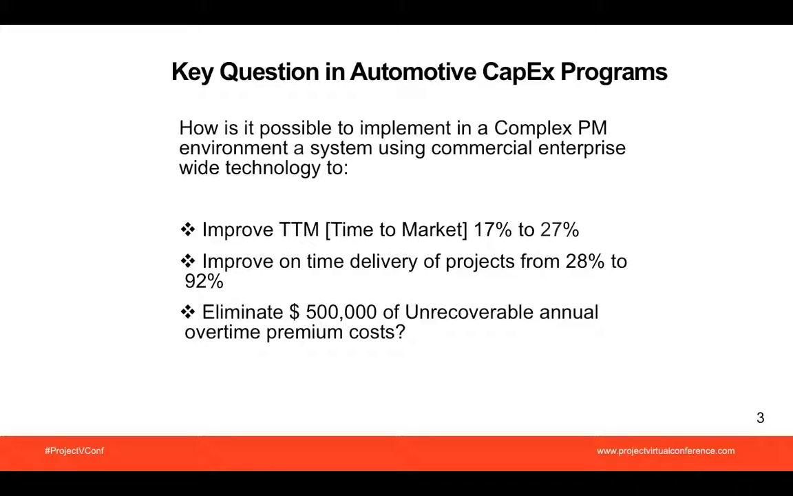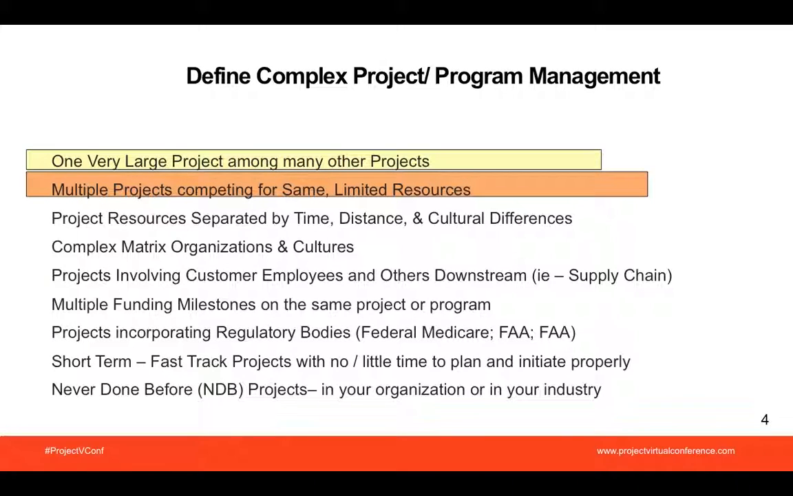So let's now define what complex program management is. You'll see here a list of 9 major causes of complex program management. The two most common ones that I have found in my experience are the yellow one at the top, one very large project among many projects, or multiple projects competing for the same limited resources. There are also many others, like time, distance, and culture, complex organizations, and funding milestones on the same project or program after it started.